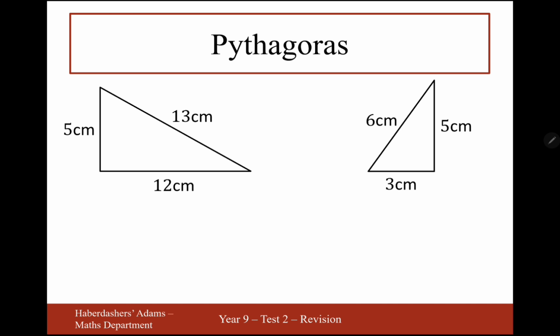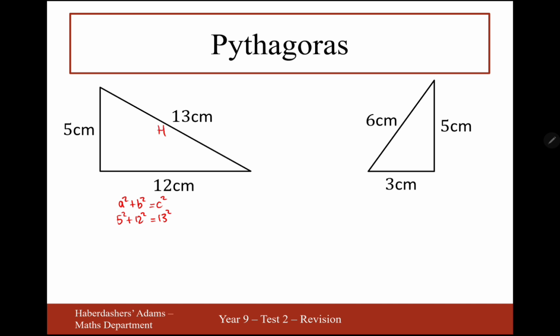Okay, so to prove that two triangles are right angled triangles, we need to prove that a squared plus b squared does equal c squared. And if the two things are equal, great, it's a right angled triangle. And if the two things are not equal, then no, it's not a right angled triangle. So let's go 5 squared add 12 squared equals 13 squared.